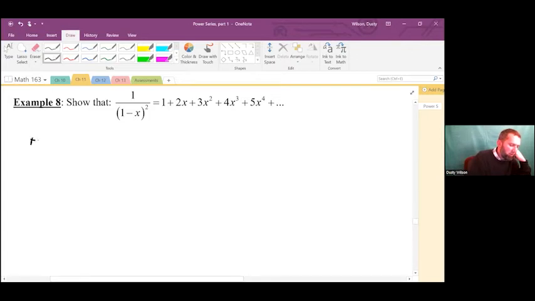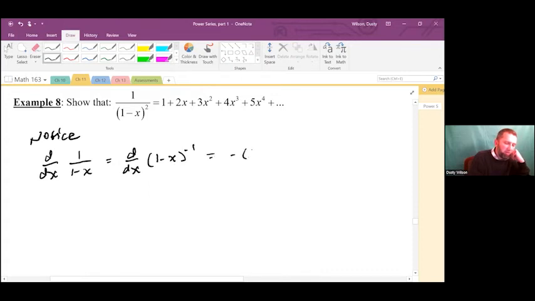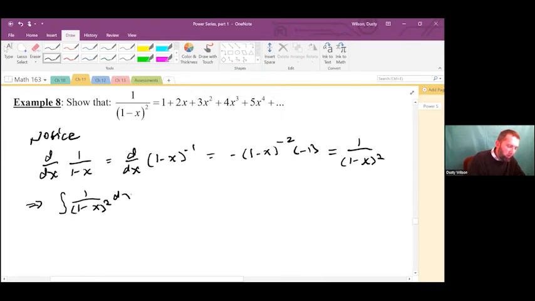So let's notice that the derivative of 1 over 1 minus x would be like the derivative of 1 minus x to the -1. That will be negative 1 times 1 minus x to the -2 times -1 using the chain rule, or in other words, 1 over 1 minus x quantity squared. So the derivative of 1 over 1 minus x is 1 over 1 minus x quantity squared. This tells us that the integral of 1 over 1 minus x quantity squared will be equal to 1 over 1 minus x, at least within a constant.